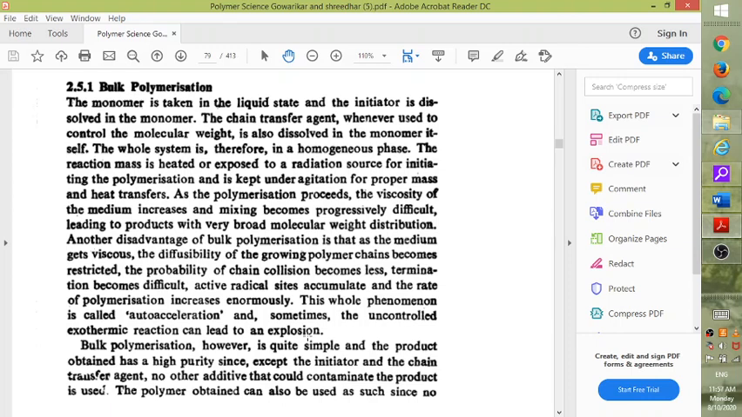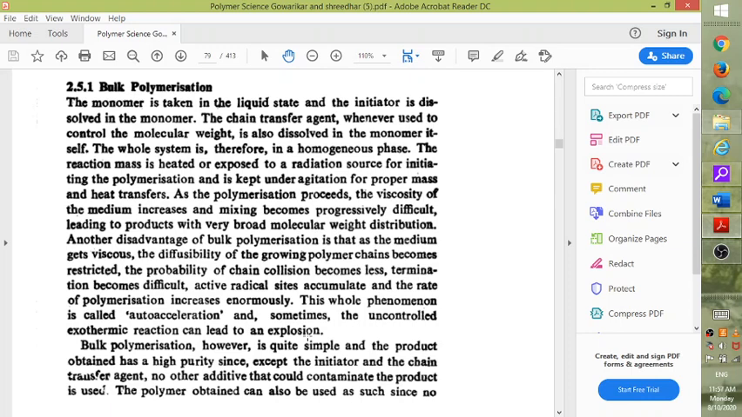Termination does not occur means the polymerization reaction does not stop, and active free radicals keep on accumulating, and more growing polymer chains are there. This is known as autoacceleration, and polymerization increases enormously, and sometimes this uncontrolled exothermic reaction can lead to an explosion. Because polymerization is an exothermic reaction, energy is liberated, and this can lead to an explosion, which we don't want. So this is a disadvantage.